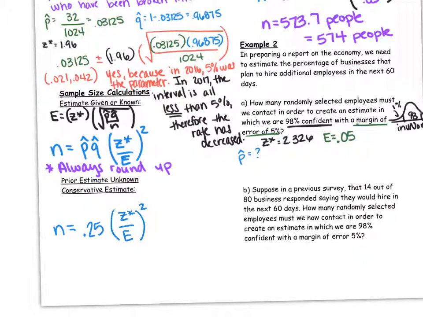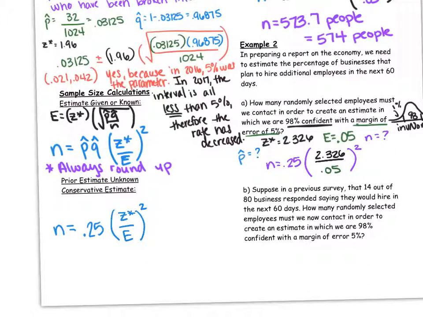And here we don't know what p hat is. So because we don't know what p hat is, to find n, we need to use the conservative estimate. And so it works like this now. n is equal to 0.25 times 2.326 divided by 0.05, squared.